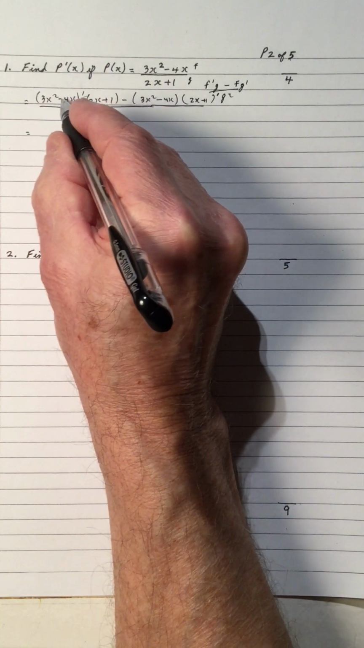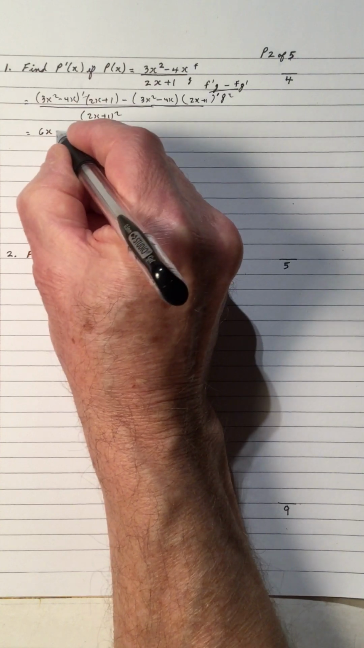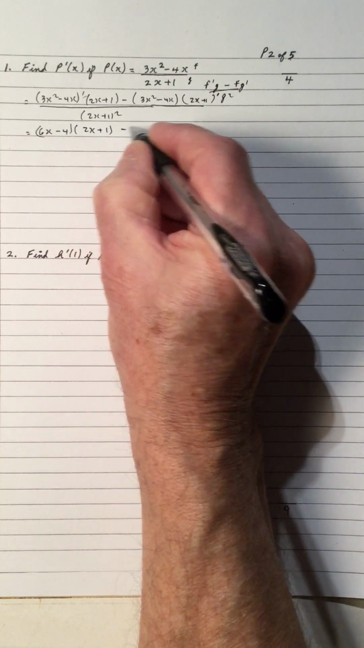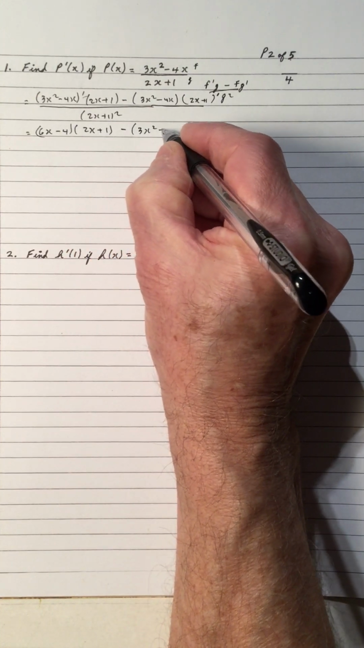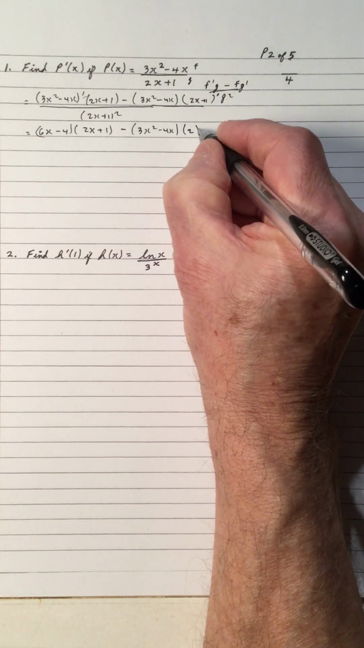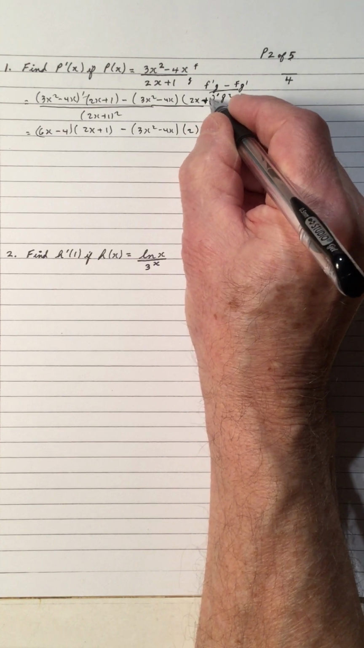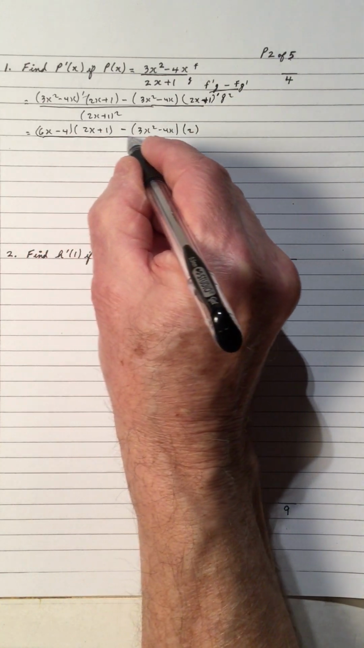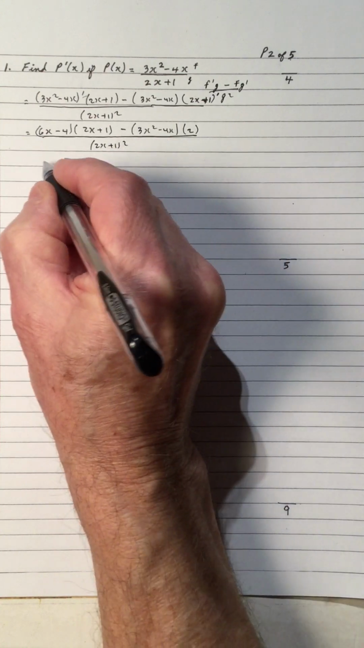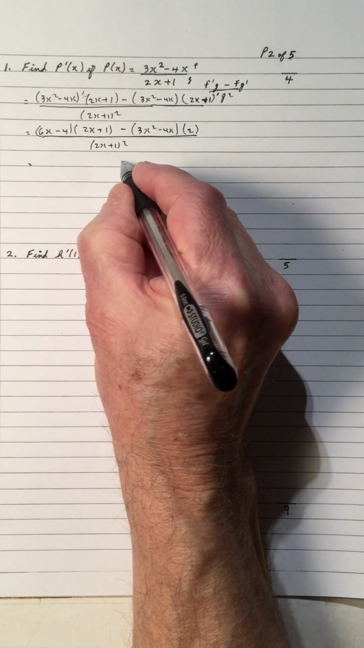So let's do the derivative of f. 3x squared is 6x. Derivative of negative 4x is negative 4. And we have 2x plus 1. Subtract 3x squared minus 4x. Derivative of 2x plus 1 is 2. Derivative of 2x is 2, and the derivative of the plus 1 is 0. All over, we need no expand it out, just leave it as 2x plus 1 all squared.